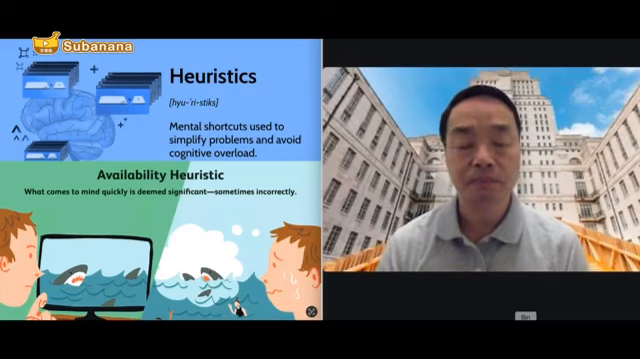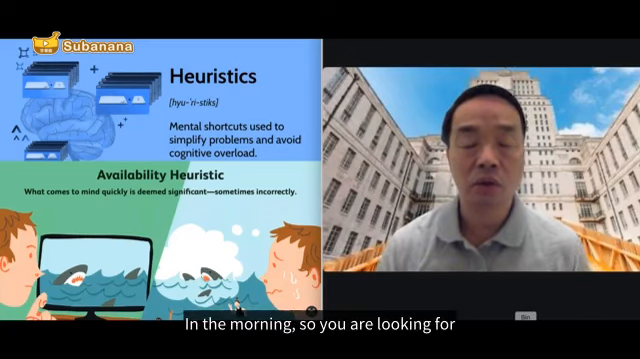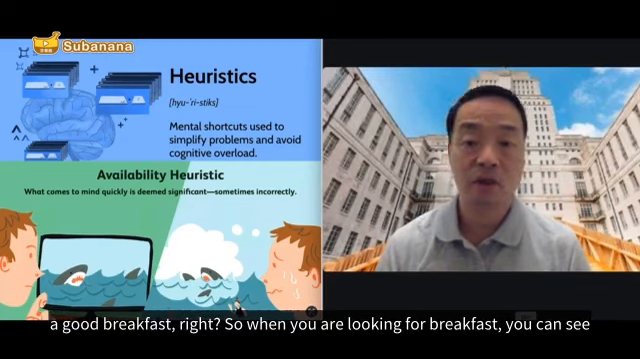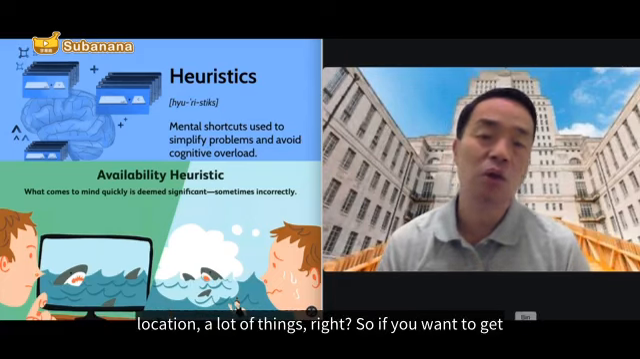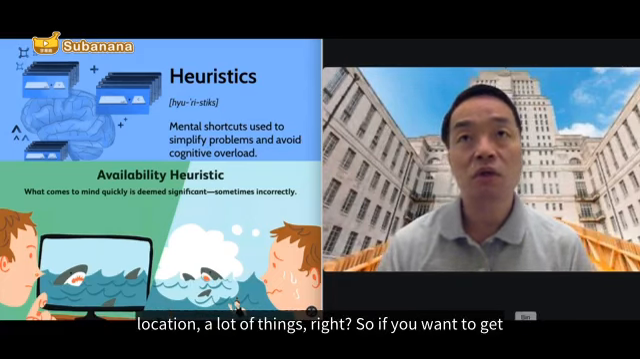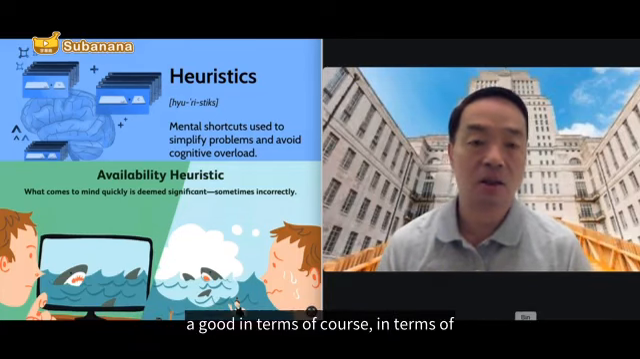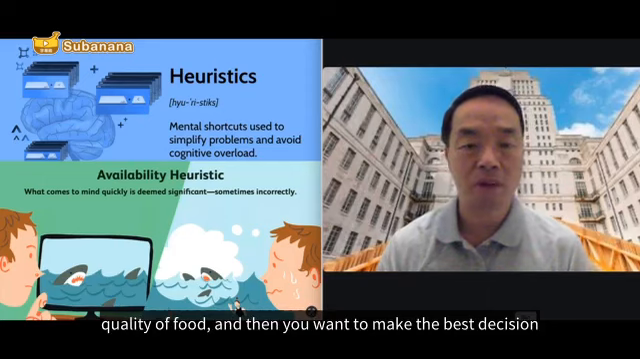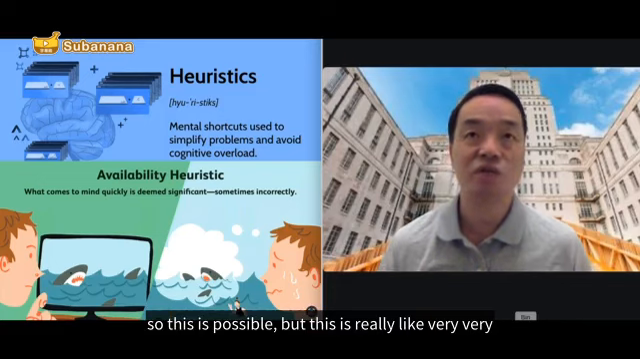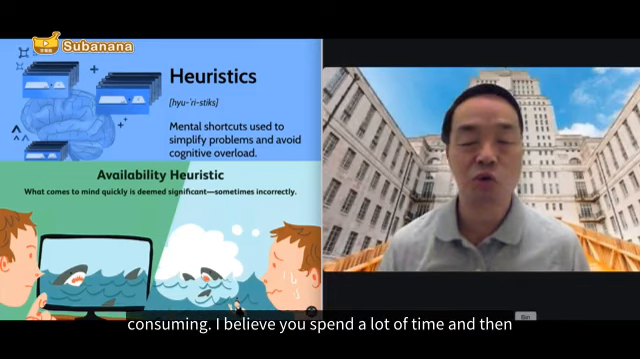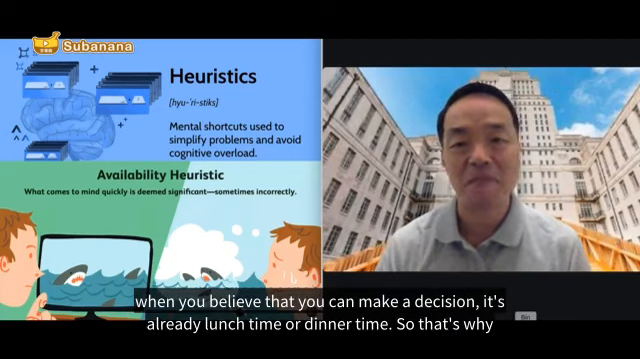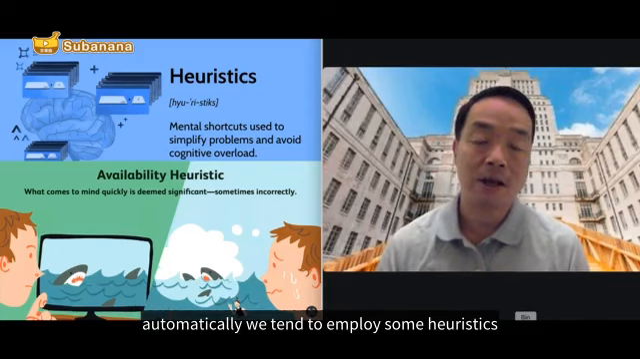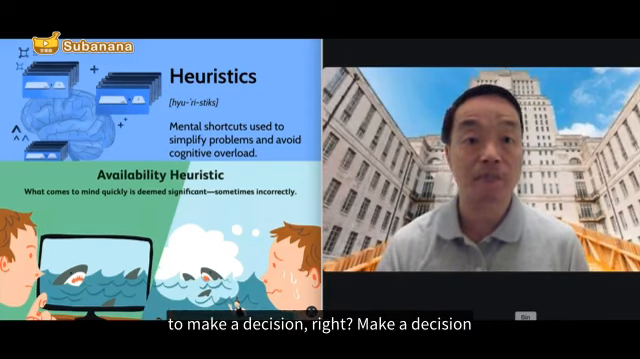I'll give you an example. In the morning, you're looking for a good breakfast, right? When you're looking for breakfast, you consider the cost, you consider the quality of the food, you consider the location, a lot of things. If you want to make the best decision in terms of cost and quality of food, this is possible, but really very time consuming. I believe you would spend a lot of time, and by the time you can make a decision, it's already lunchtime or dinner time. So that's why automatically we tend to employ some heuristics to make a decision.